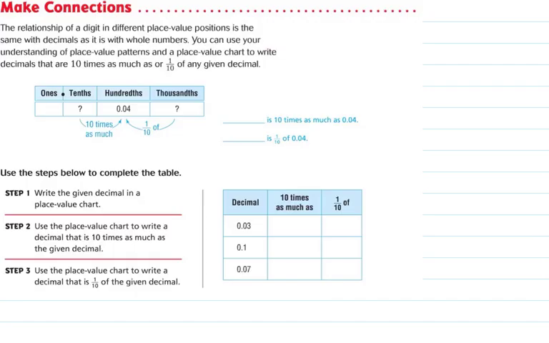So now we're going to make a connection, boys and girls. We are going to talk about the relationship of a digit in a different place value with the same digit at its whole number.